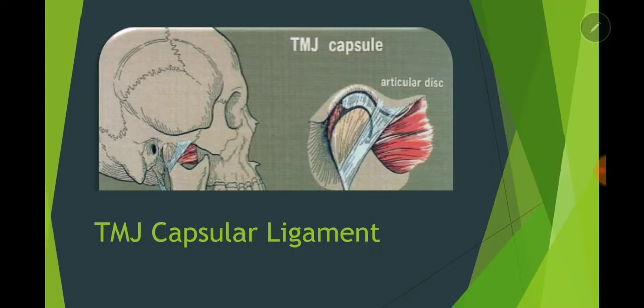And the TMJ capsule, okay? So the capsular ligament, we mentioned the capsular ligament, all right? The capsular ligament attaches on the articular eminence, okay? And the condylar neck. So this is the ligament here. You can see it's attaching to the lateral surface of the articular eminence and attaching to the neck of the condyle. All right. And this capsular ligament helps to stabilize the joint.